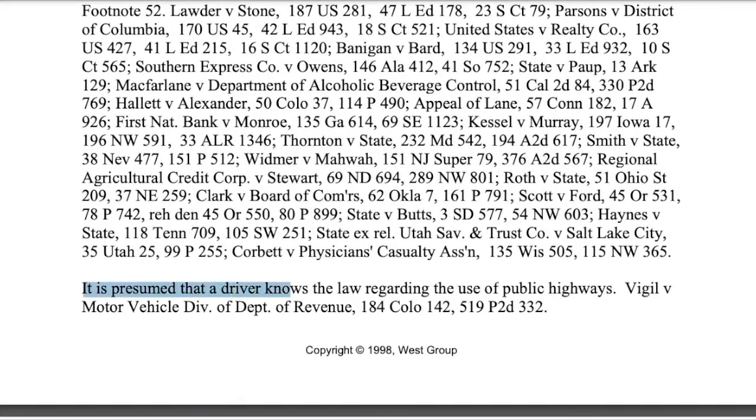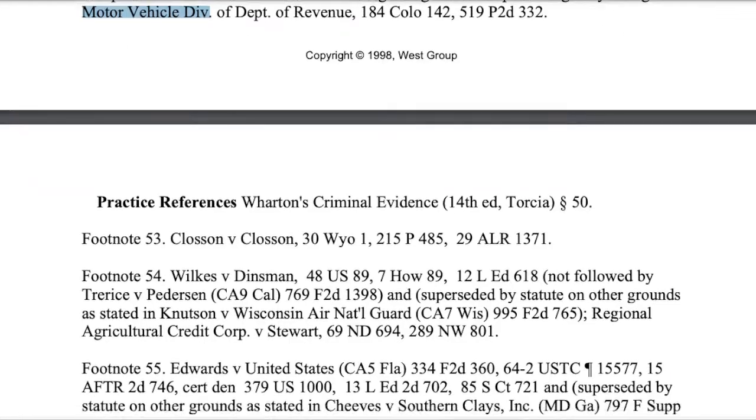It is presumed that a driver knows the law regarding the use of public highways. This is Vigil versus Motor Vehicle Division of Department of Revenue in Colorado. So it is presumed that a driver knows the law regarding the use of public highways. What law could that be, though? Again, statutes and contractual obligations. Is there a contractual obligation with that motor vehicle department? That's how they can establish that.